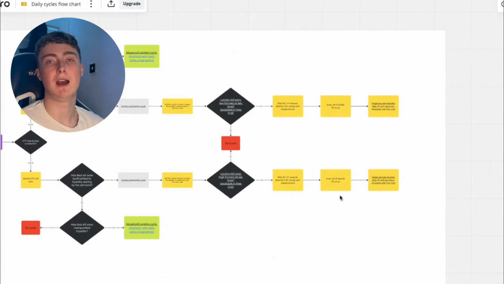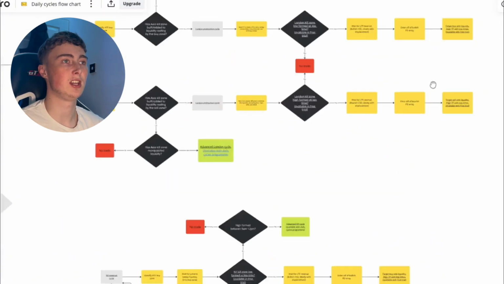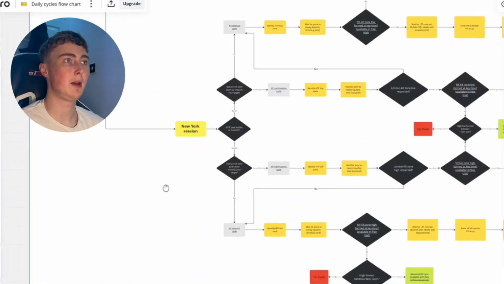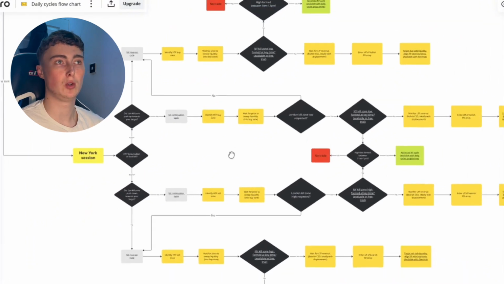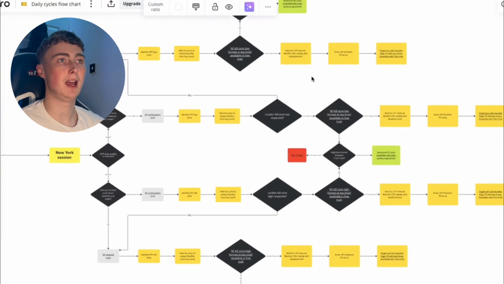And it even includes my entries, right? So you can steal my entry criteria. Same for New York. You follow these steps. It will take you through the daily cycles, depending on what you're seeing on the charts. And again, it includes my entries, so you can steal that and enter the trades just as I would.